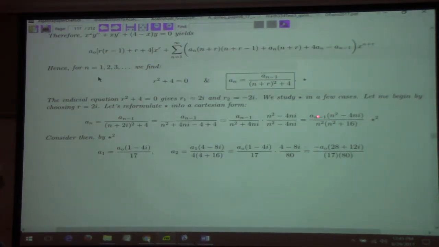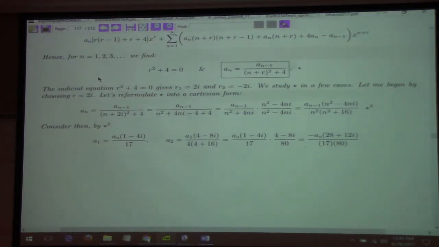Upstairs, I have a sub n minus 1 times n squared minus 4ni. And so a1 is that. a2 is that, which I can then plug the a1 into. And then a little bit of complex arithmetic later, I got this. Yeah, these are fun. And so lots of complex arithmetic.